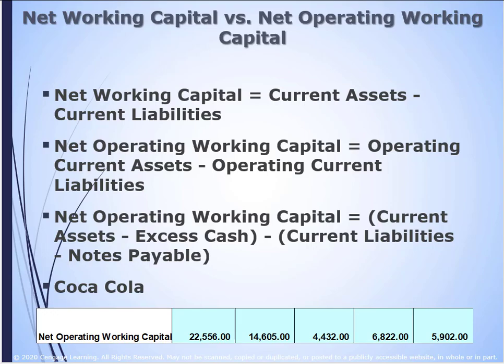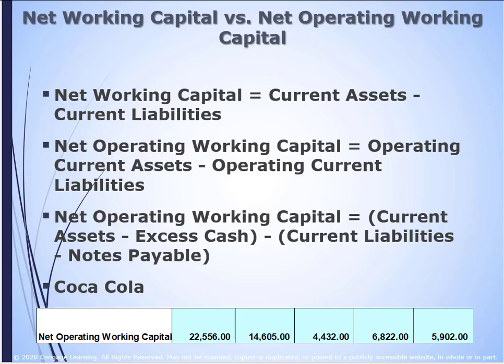Now, sometimes we may want to break that down into what's referred to as net operating working capital. So essentially, you take the operating current assets minus the operating current liabilities. So what is that? The operating current assets essentially is current assets minus excess cash. Most companies don't have anything that they would refer to as being excess cash. So for most companies, that's going to be zero.